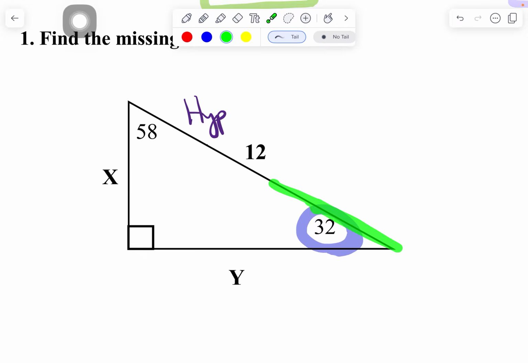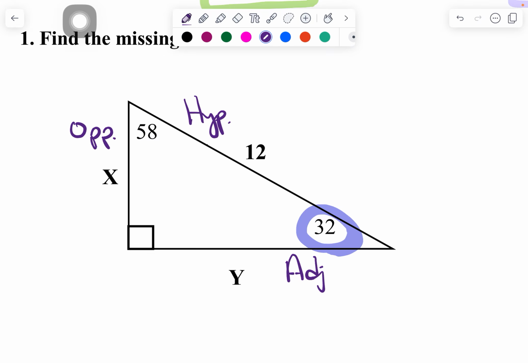32 right here is the angle that I'm going to use as my reference angle. So 32 is made up of the hypotenuse side and the adjacent side, ADJ here. And then the only one left is this side over here marked as X. That is going to be my opposite side. All right, so those are the sides I know, based off of angle 32 here.